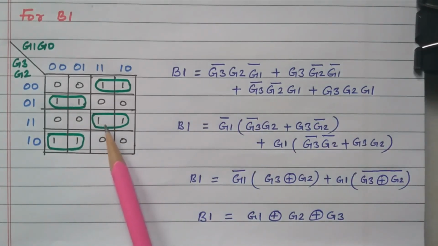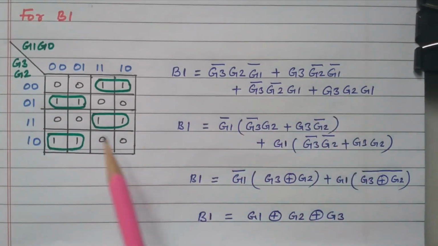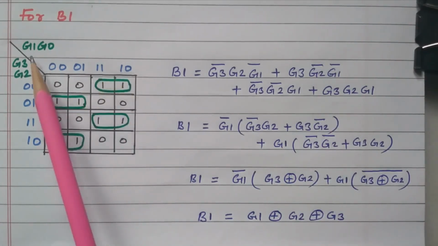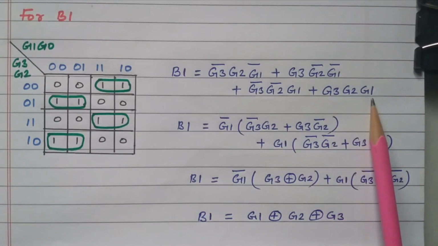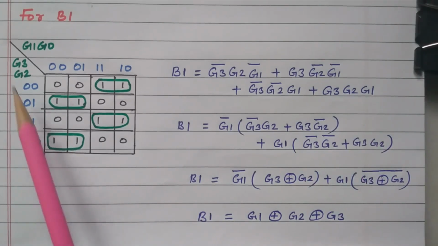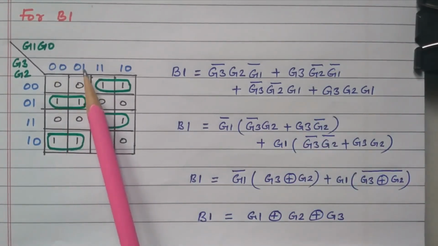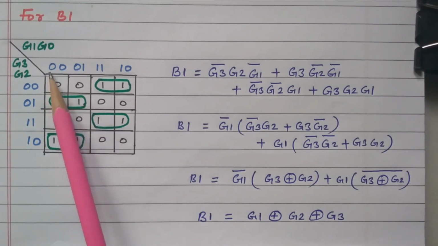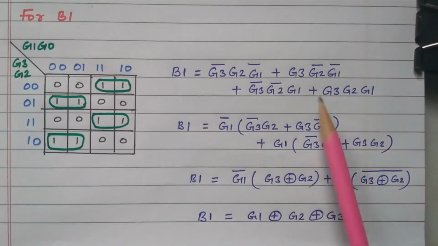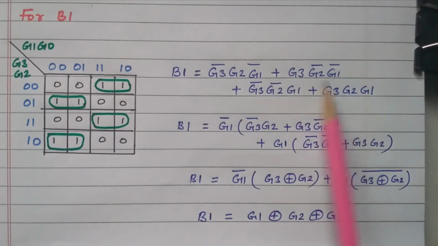Now we'll go to the third grouping. What is available? 1, 1. 1, 1 means G3, G2. What is available correspondingly here? 1, 1 and 1, 0. The first one is available commonly. First one means G1. So G3, G2, G1. Then the fourth, last grouping, 1, 1. Here 1, 0 is available. 1, 0 means G3, G2 dash. What is available corresponding to first column and second column? 0, 0, 0, 1. The first 0 is available commonly. This 0 is cancelled by this 1. So 0 means G1 dash. So it is G3, G2 dash, G1 dash. So this is the expression.